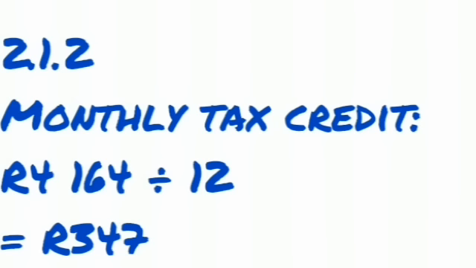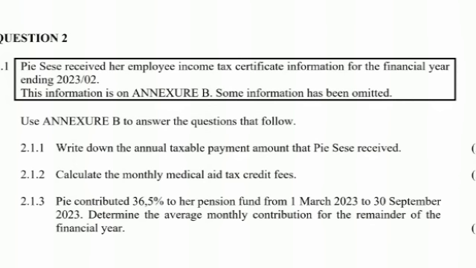Be careful of such things, that when you read your Annexure B, is everything in annual or is it monthly? Because sometimes they give you monthly, they will need you to annualize it. Sometimes they give you annual, they need you to give them a monthly amount. So in one case you will multiply by 12, in another case you will divide by 12. In 2.1.3 it says Pi contributed 36.5% to her pension fund from 1 March 2023 to 30 September 2023.